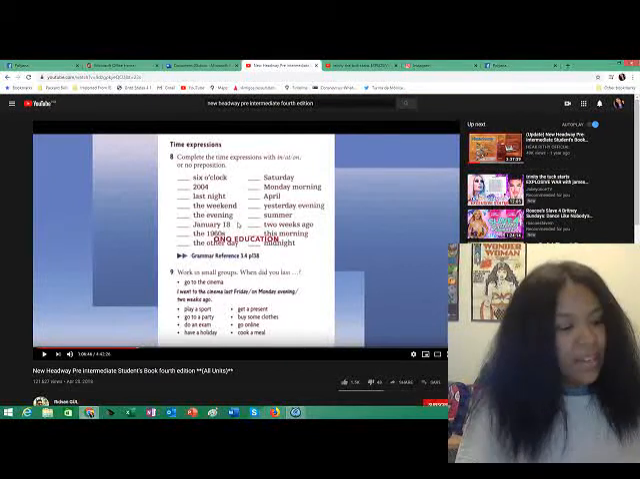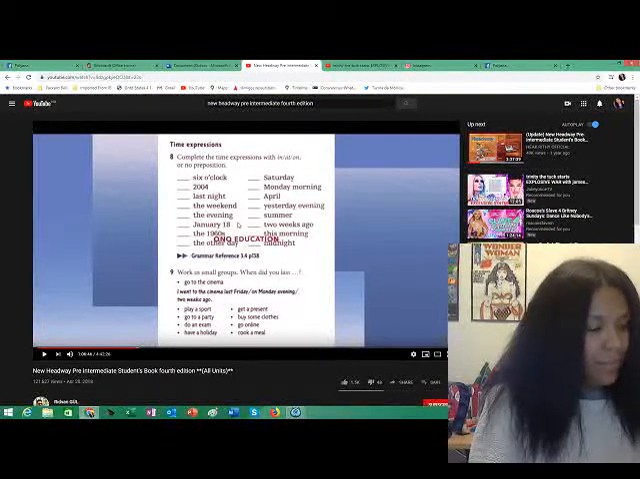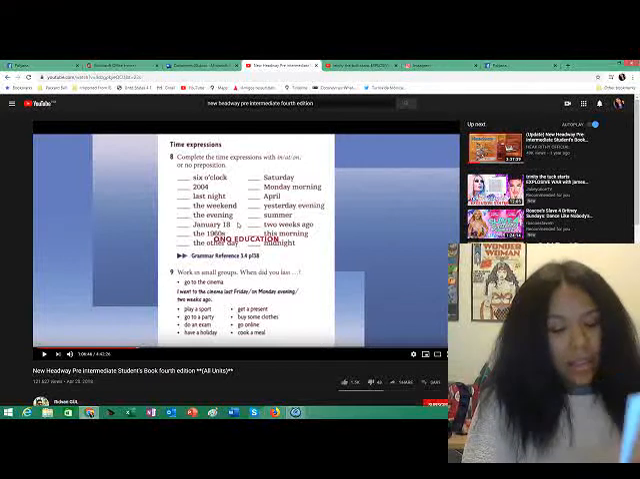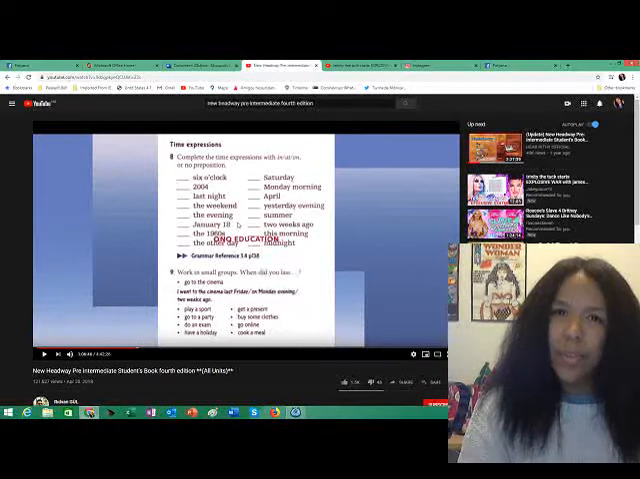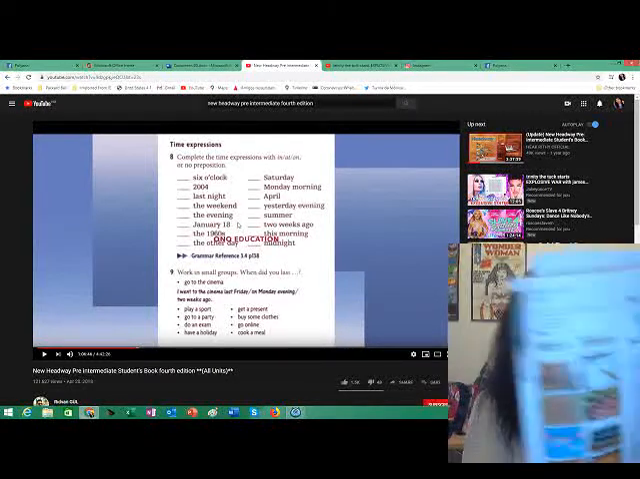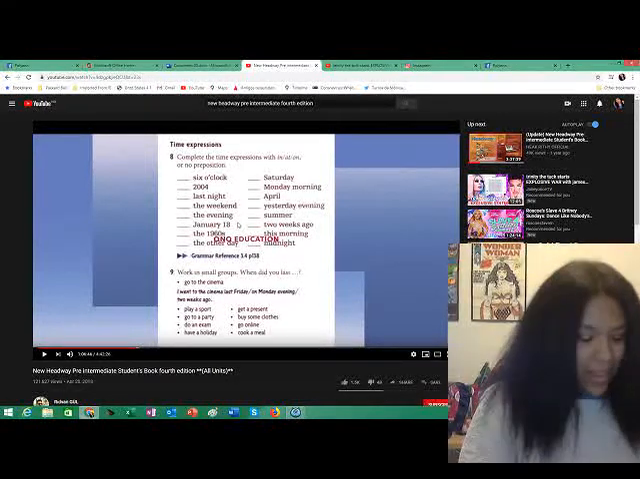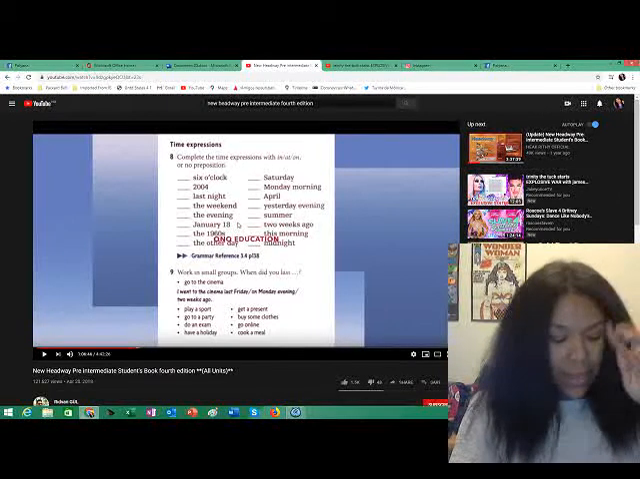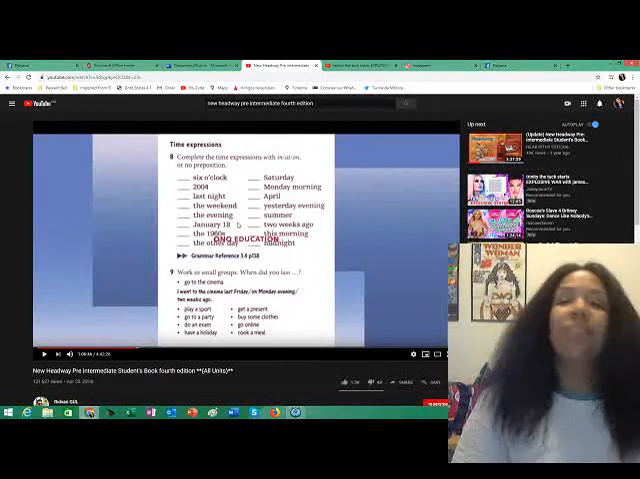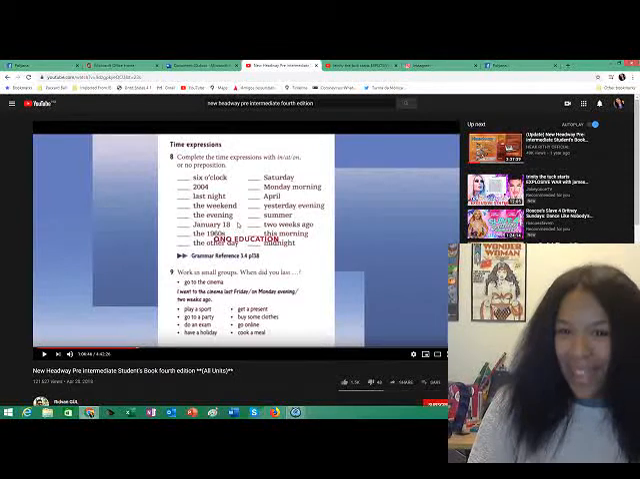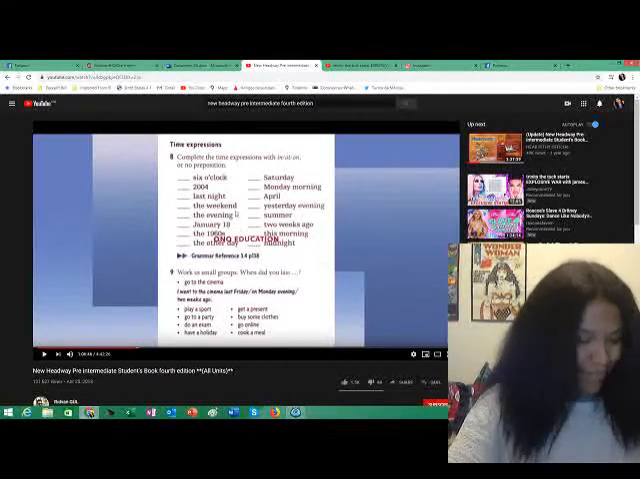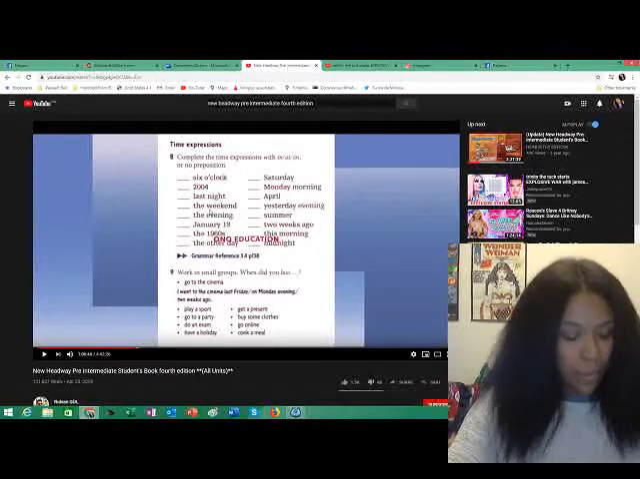So here, the next page. Actually, we're still on page 29. Number 8. Complete the time expressions with in, at, on. So we have talked about this a little bit, but let's see how much you remember.